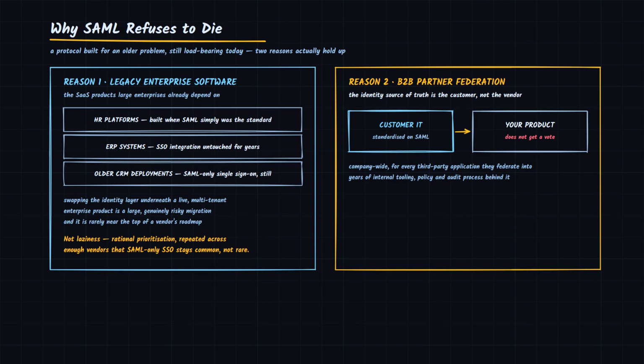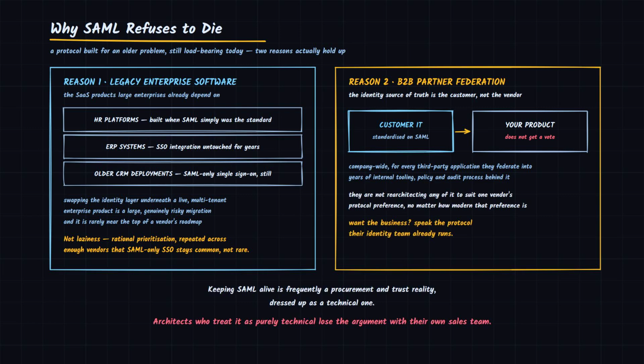If you want that customer's business, you support the protocol their identity team already runs, which means keeping SAML alive is frequently a procurement and trust reality dressed up as a technical one. And architects who treat it as purely technical tend to lose the argument with their own sales team.